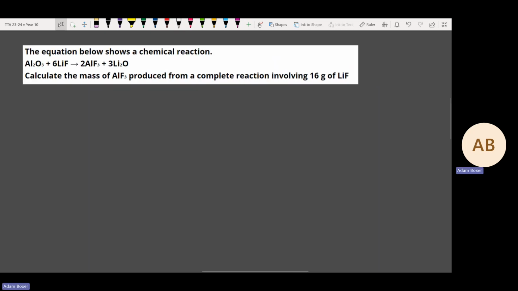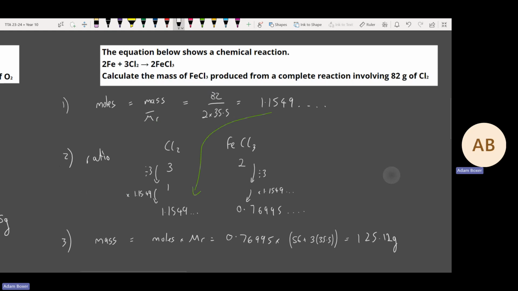Last one, try this one. Have a go at that entirely yourself. So pause the video, try it yourself. So you should only be listening to the video now if you finish that, and your final answer should be 17.2 grams or thereabouts.